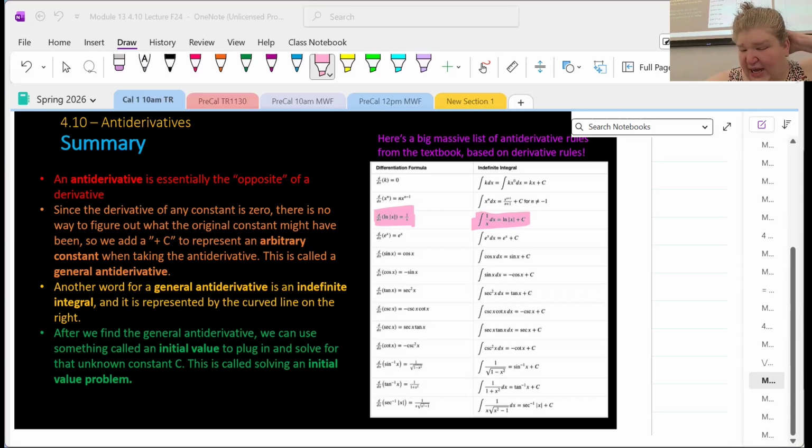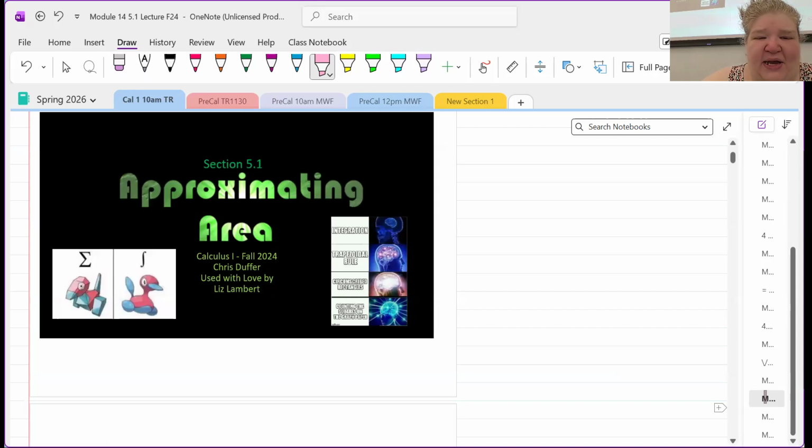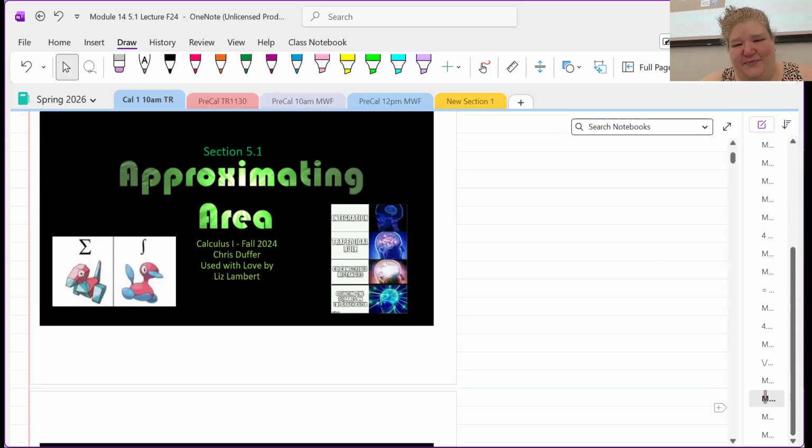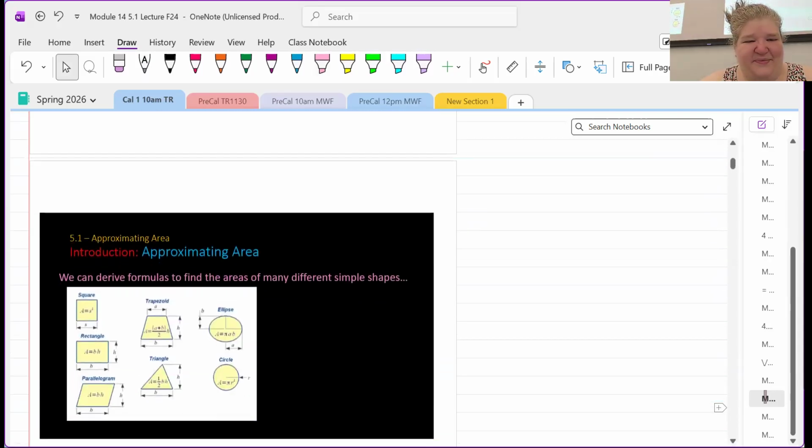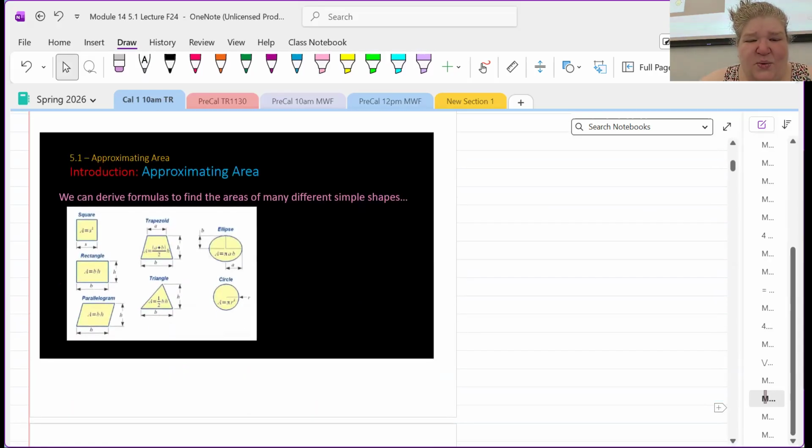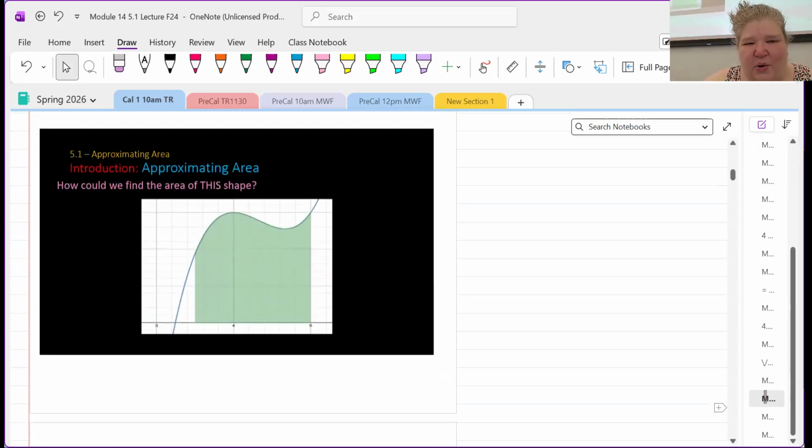Now I want to take a look at the next section, which is approximating area under a curve. So we know there's a whole bunch of shapes we saw in geometry. Over and over again, we've learned these area formulas, cool. But what if we're dealing with a function and we want to know what's the area under the curve?